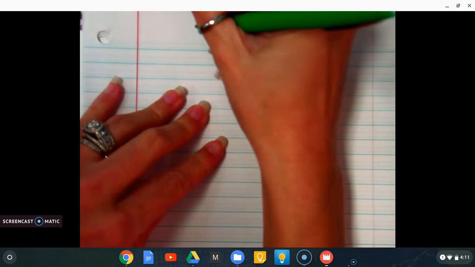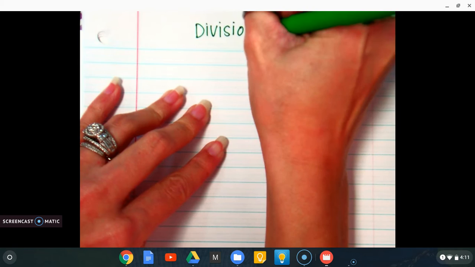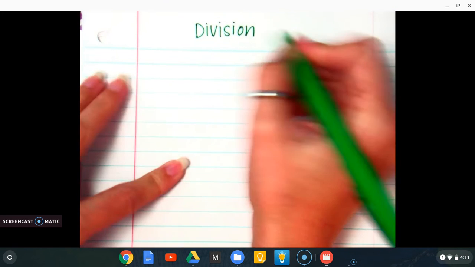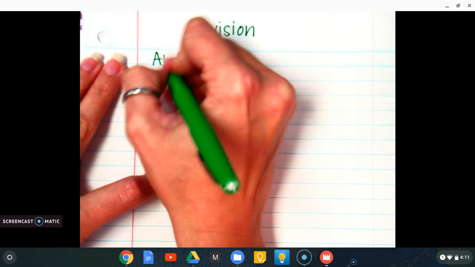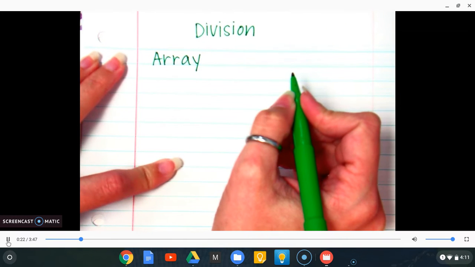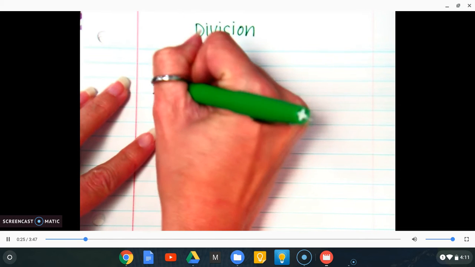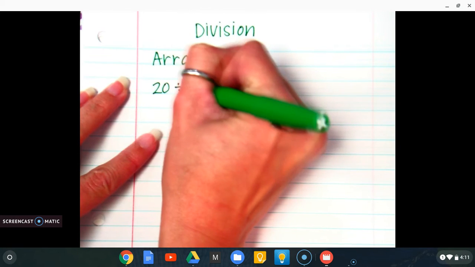So today we are going to be reviewing how to use the same strategies for a division equation. So this is going to be for division. We are going to start with the arrays. So with the array, I'm going to start with the equation 20 divided by 5.